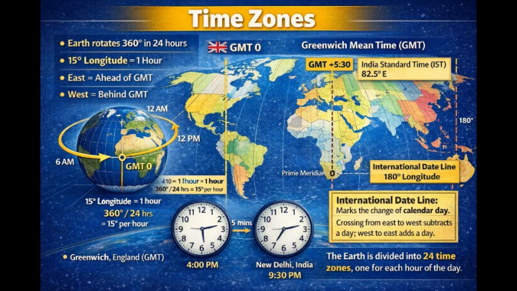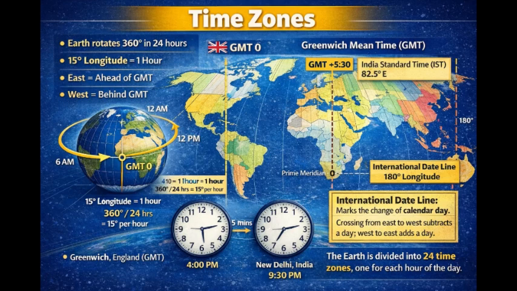The next topic is Indian Standard Time. India follows a single standard time known as Indian Standard Time or IST. This time is based on the 82.5 degrees east longitude. This longitude passes through Mirzapur in Uttar Pradesh and it is considered the standard meridian of India. Since India lies to the east of the prime meridian, Indian time is ahead of Greenwich Mean Time. This difference is 5 hours and 30 minutes. So we write it as IST equals GMT plus 5:30. For example, if the time at Greenwich is 4 p.m., the time in India will be 9:30 p.m.